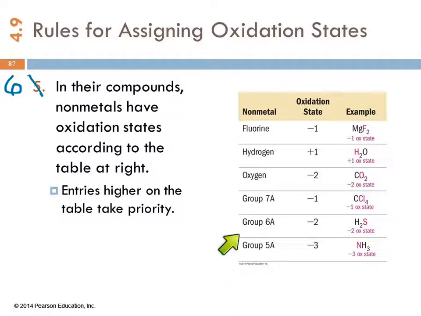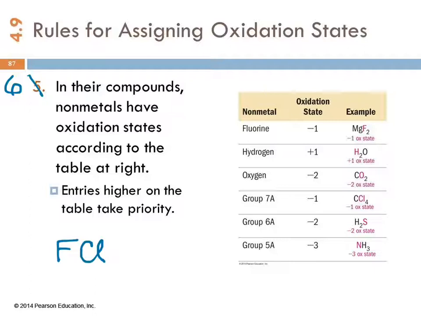And so this is a hierarchy, and the top one takes precedence. So if you have a conflict between fluorine and another group 7A element, fluorine wins. So how could that happen? Well, what if you had this compound? That looks like a weird compound, but it can exist.